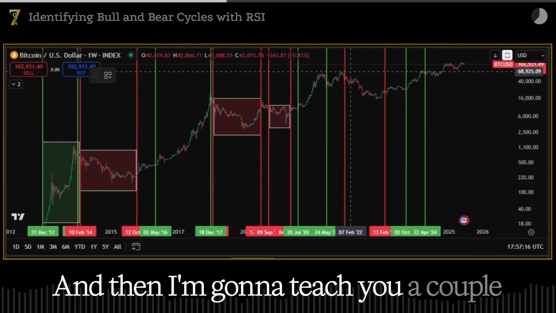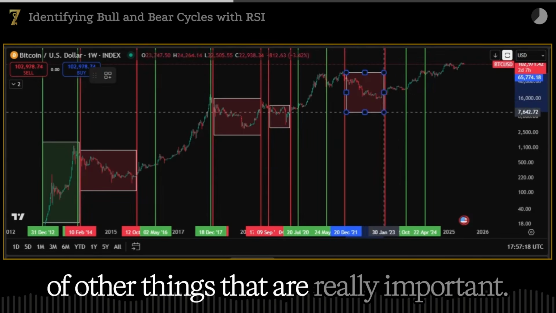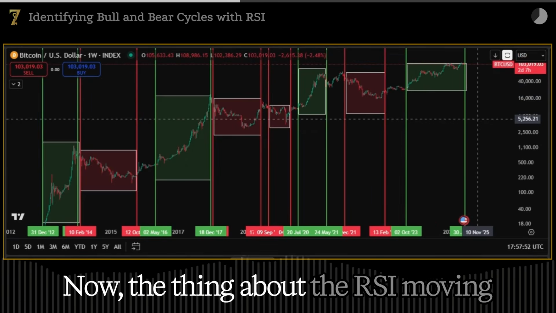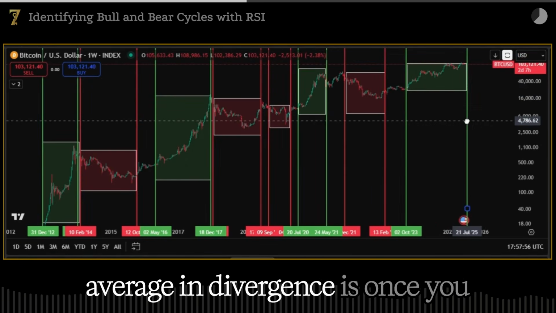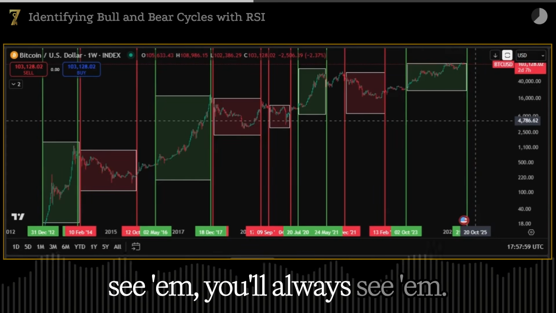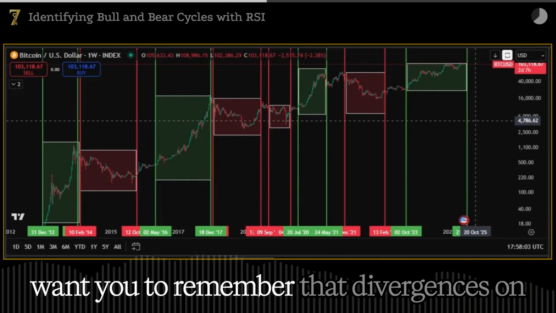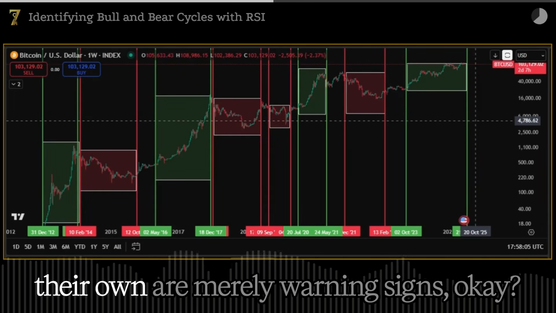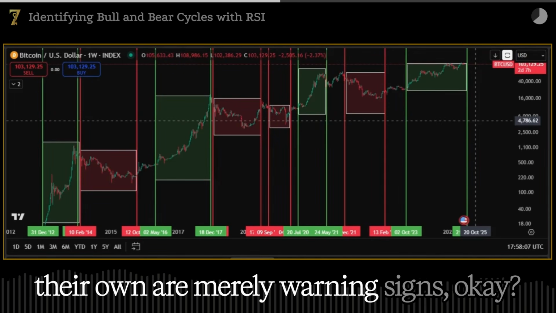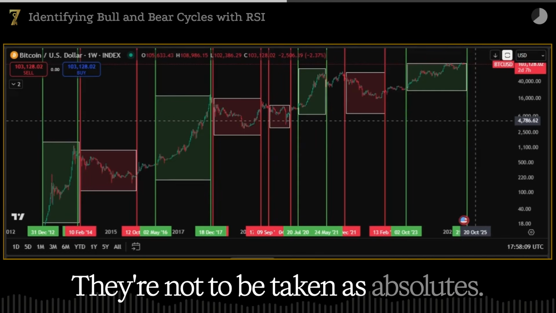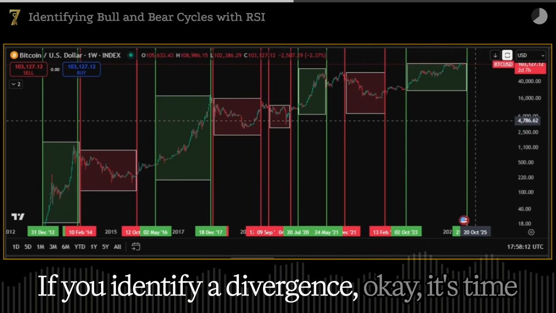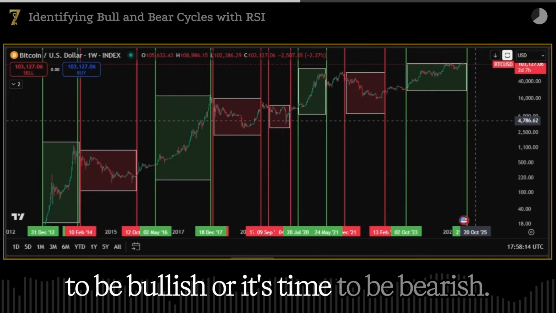And then I'm going to teach you a couple of other things that are really important. The thing about the RSI, moving average and divergence is once you see them, you'll always see them. Once you start to identify them, I want you to remember that divergences on their own are merely warning signs. They're not to be taken as absolutes. If you identify a divergence, okay, it's time to be bullish or it's time to be bearish.